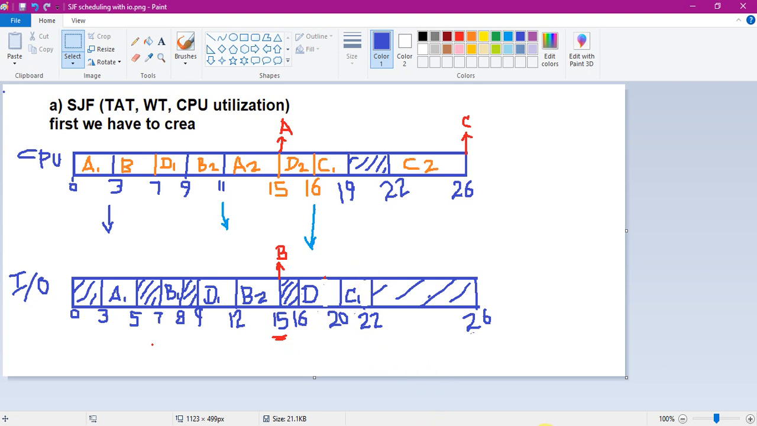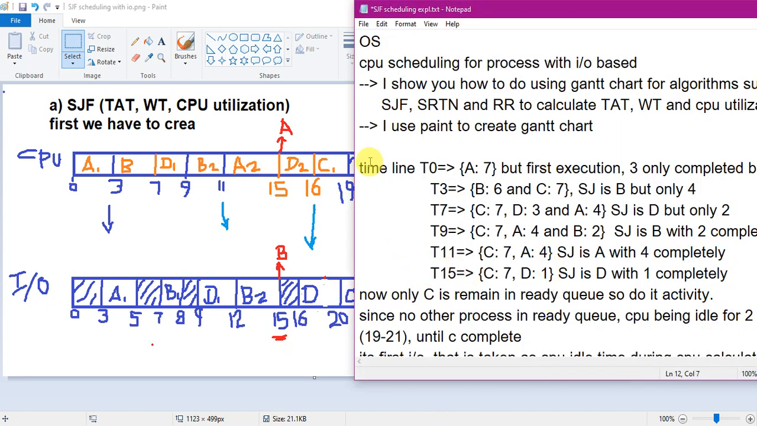So now the turn is for C. At time 16, it's not 15, mistake. Yes, the comparison is correct. At time 15 we take the chance.